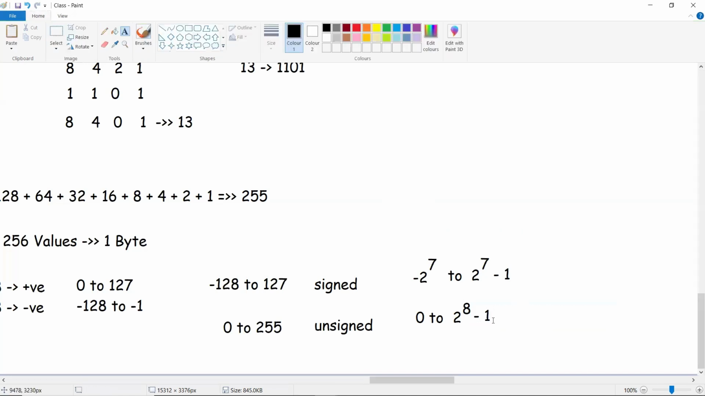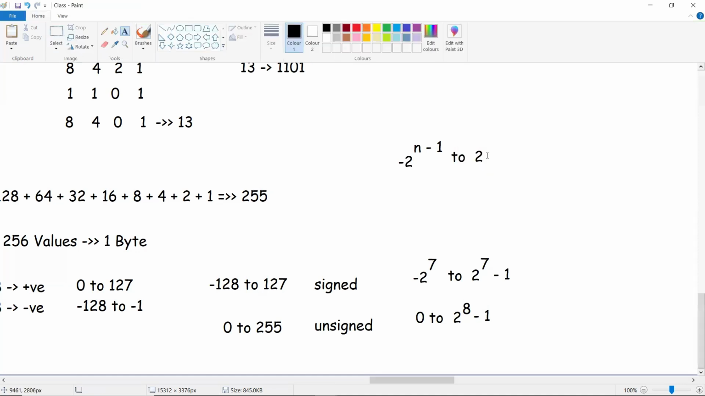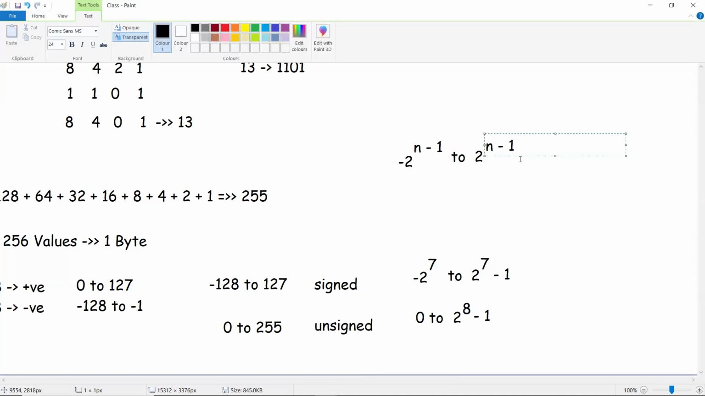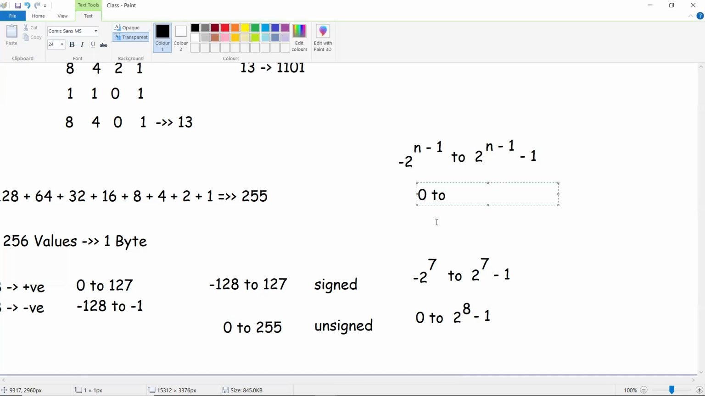Maybe if you generalize this still more completely, I can say minus 2 power n minus 1 till 2 power n minus 1 minus 1. And for the positive values, you can say 0 to 2 power n minus 1. So this is the complete set of values. Here n gives the number of bits. N gives the number of bits. Now this is for only one byte.